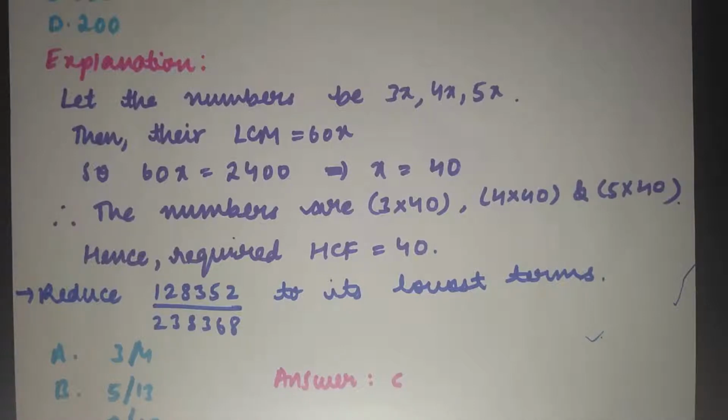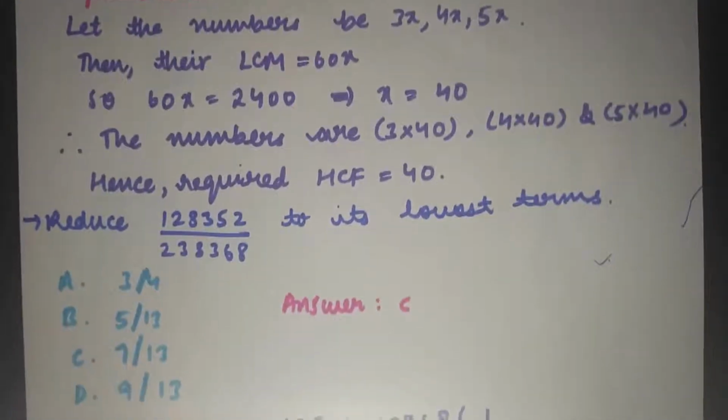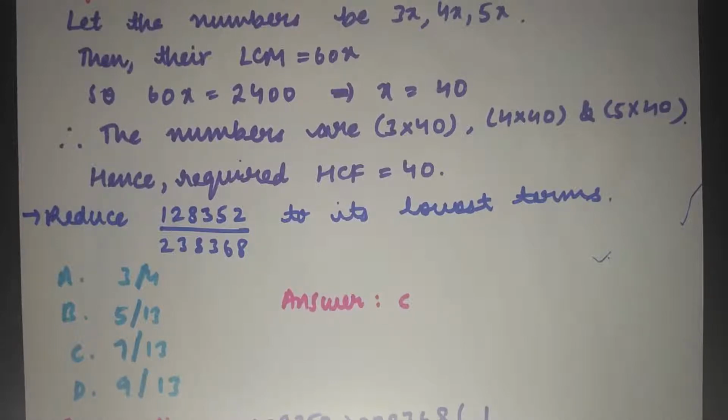So let's go with the next example. Reduce 128352 divided by 238368 to its lowest form. I am going to tell you a tip regarding such questions: remember that when the number of digits in the numerator and denominator are equal, or if the number of digits in the denominator is more than the numerator and we are asked to find the lowest terms possible, then we have to go with the HCF method, where we find the HCF of the numerator and the denominator of the given fraction.